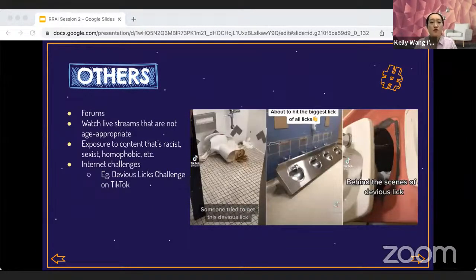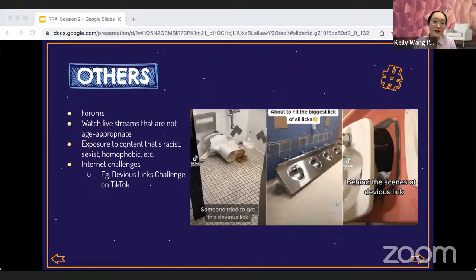And here are some other ways that your kids may be exposed to inappropriate content online. Starting off with online forums where they can chat with anybody about everything and anything, have discussions. Anybody can stay anonymous in these forums as well. They may watch live streams that are not age appropriate for them or be exposed to content that's sexist, racist, or homophobic, and this can come from a variety of things.